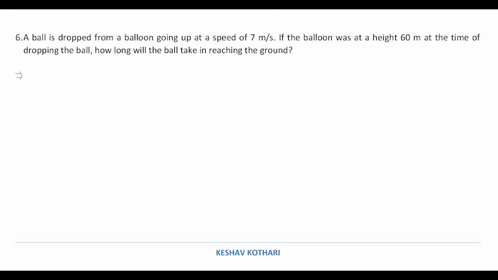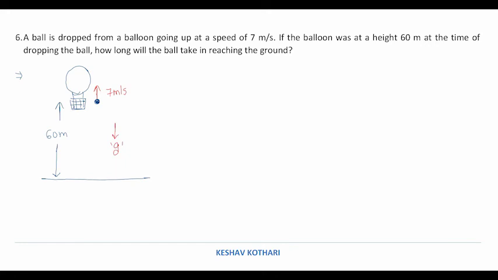So I am considering something like this, that this is the initial state of the balloon in which the question is talking about, and it is at a height of 60 meter when the ball is dropped from the balloon, and the ball is released at this position. So it will acquire the speed in the upward direction of the balloon, which is equal to 7 meter per second, and will start falling under the influence of gravity.